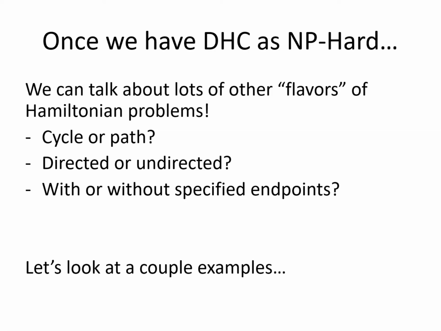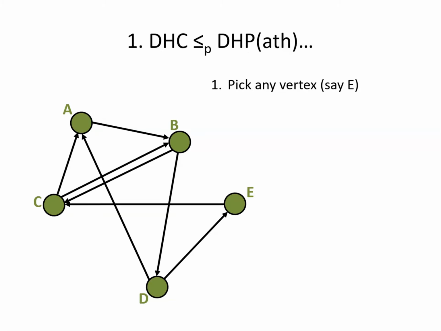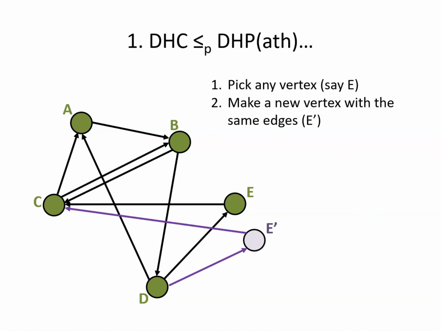We'll start by reducing from directed Hamiltonian cycle to directed Hamiltonian path. The first thing we're going to do is select some vertex. In this case, we'll select vertex E from our original graph. Our goal in doing this is to create a graph based on the original graph, such that if there was a directed Hamiltonian cycle in the original graph, there will now be a directed Hamiltonian path, but if there wasn't a cycle, there can't possibly exist a Hamiltonian path. When we pick this vertex E, what we're going to do is copy it. That is, we'll make a new vertex E' that has the same incoming and outgoing edges as E.